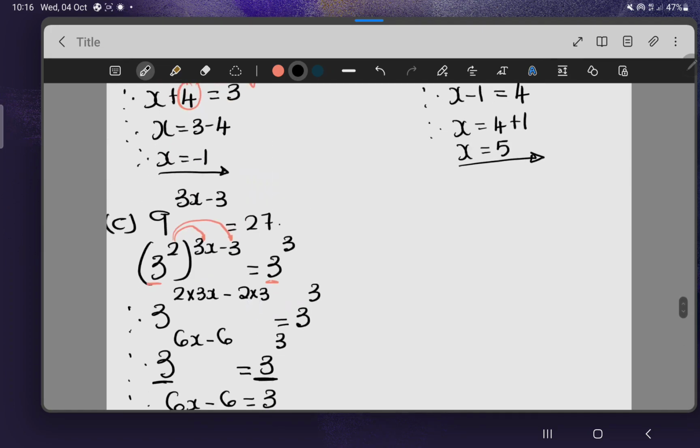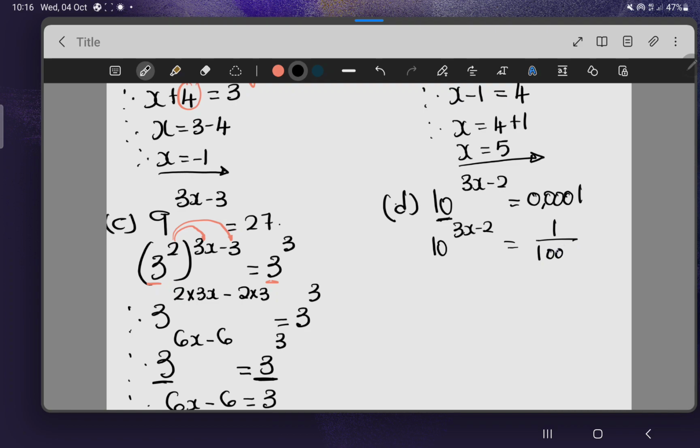Then now, how do I deal with a question that has a decimal? So that is 3, that is 10. 3x minus 2 is equal to 0,0001. So what you can do here, because I've got the base 10 here, you can change that in terms of 10. But how do we do that? You're going to punch in your calculator as it is. When you punch these decimals as they are, you're going to have something like 1 over, how many zeros do we have? We've got 4 zeros, so 1, 2, 3, 4.